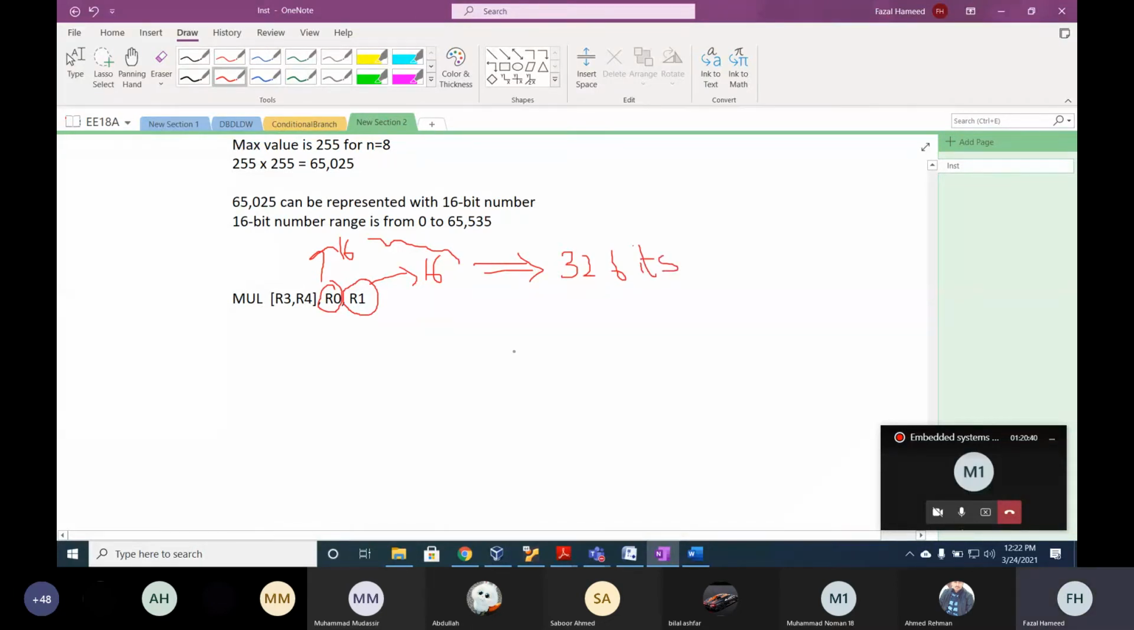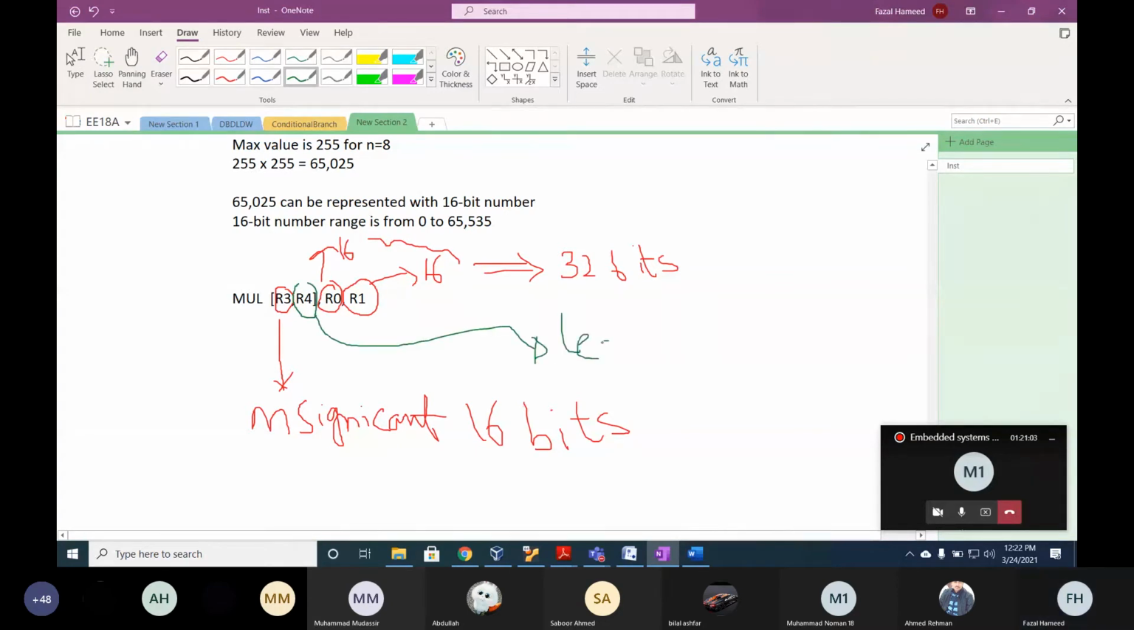So what you can do is store the value where R3 will store the most significant 16 bits, and R4 can be used to store the least significant.